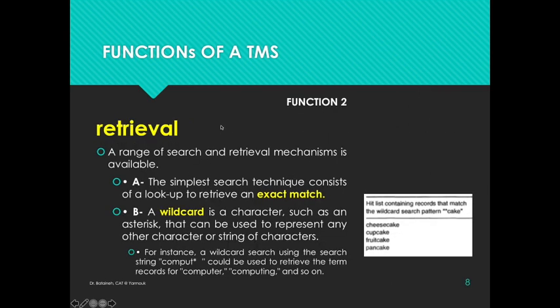The second function is retrieval. We can retrieve information from a term record using different methods. Retrieve, واللي هو استعادة البيانات, means search inside the Termbase. For example, we can do what we call an exact match search, which is a search technique that consists of a lookup to retrieve the same exact word.